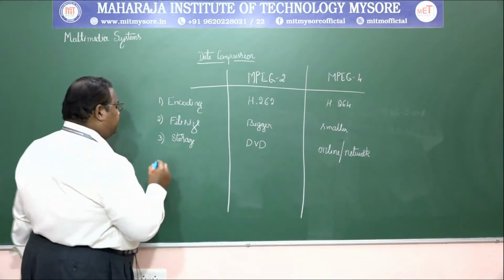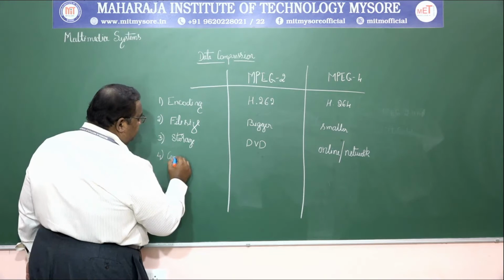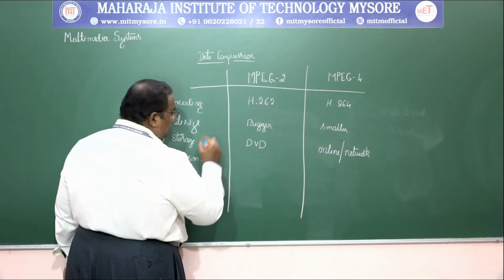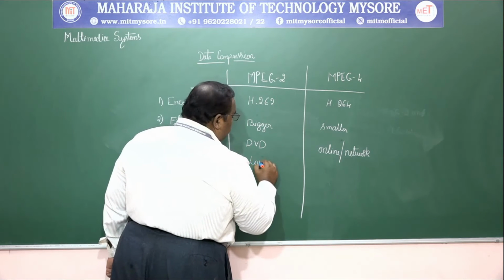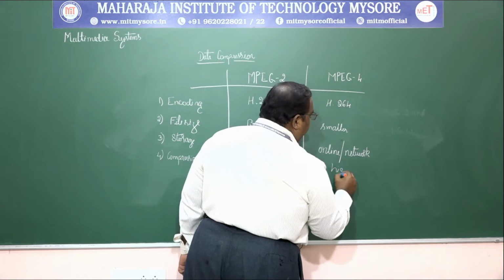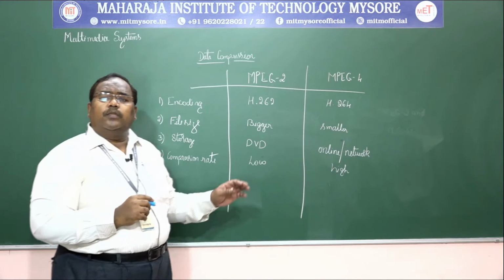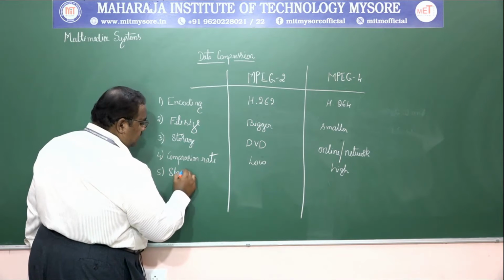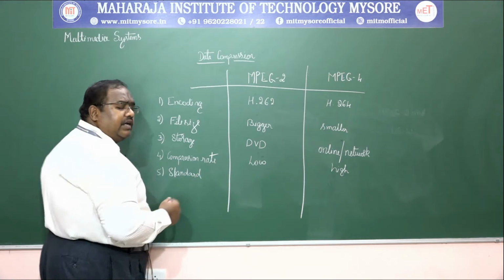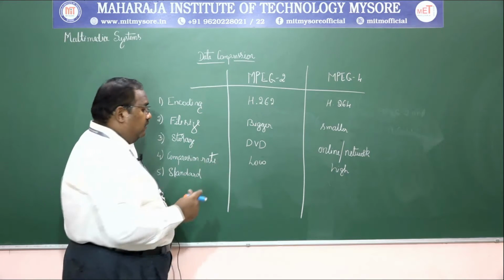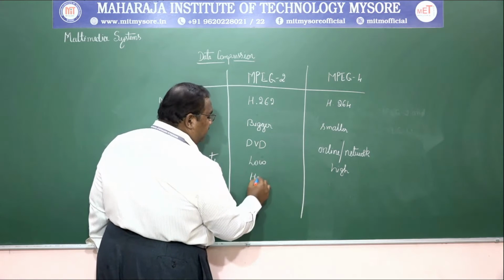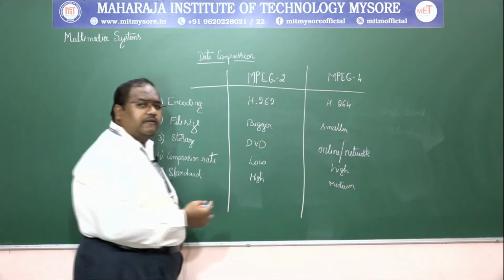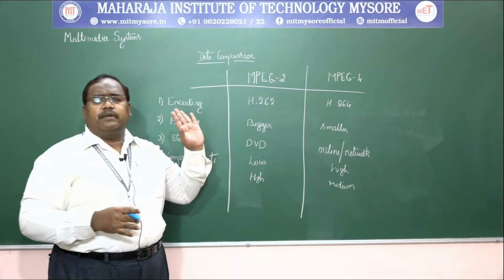Then compression rate. So here in MPEG-2 it is low and here it is high. And when we talk about the standard, or in other terms, quality, here you get high quality. Here it's medium, I don't call it low. Decent. Here it's high because of less compression.